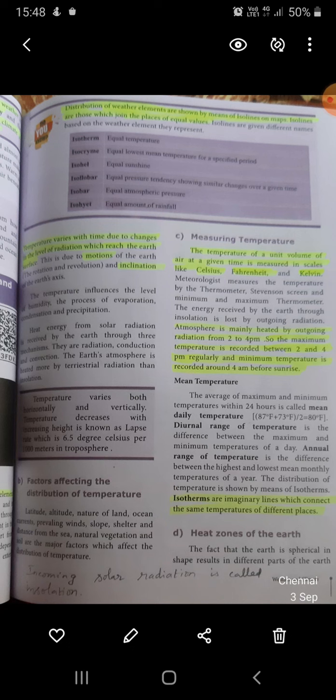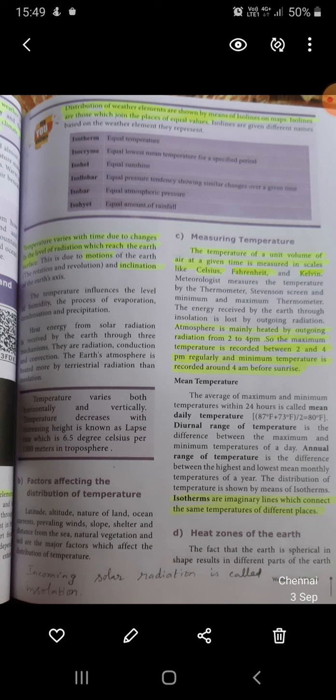Temperature decreases with increasing height, which is known as lapse rate, and it is 6.5 degrees Celsius per 1000 meters in the troposphere. Altitude means height. While we are going up in height, the temperature will reduce. Hill stations are very cool, isn't it? Because of their height. Now we can see the factors affecting the distribution of temperature.